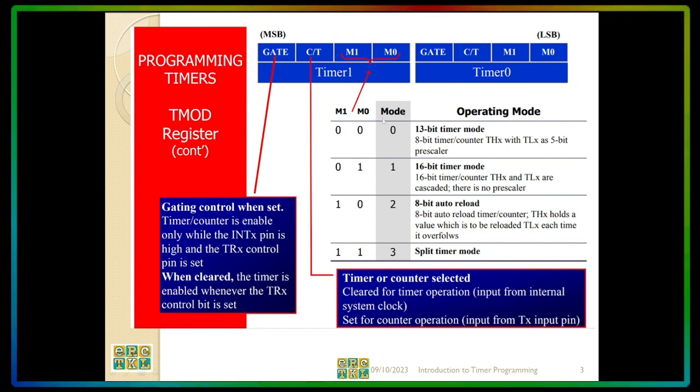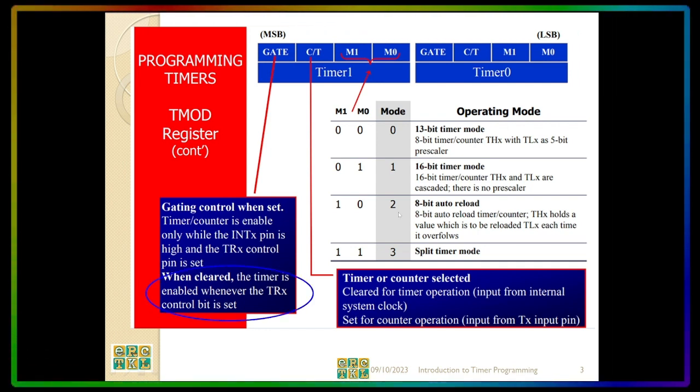Now, speaking of mode, remember that M1 and M0 represent the binary number for our mode. If the binary number on M1 and M0 is 00, then we are using mode 0. If M1 is 0 and M0 is 1, we are using mode 1. And 10, we are using mode 2. And 11 means we want to use mode 3. But for this example in this introduction, we will be talking about mode 1 only.